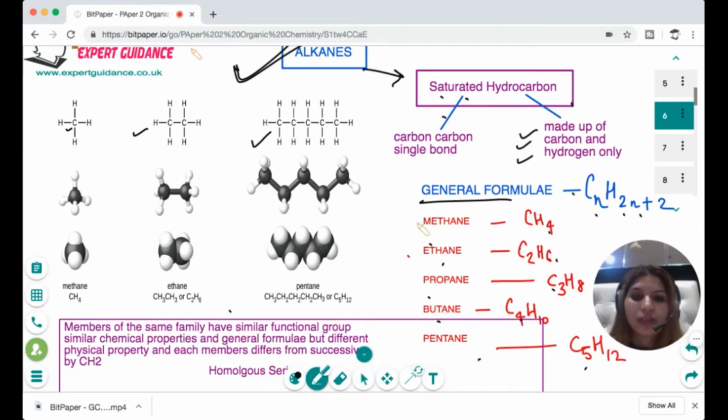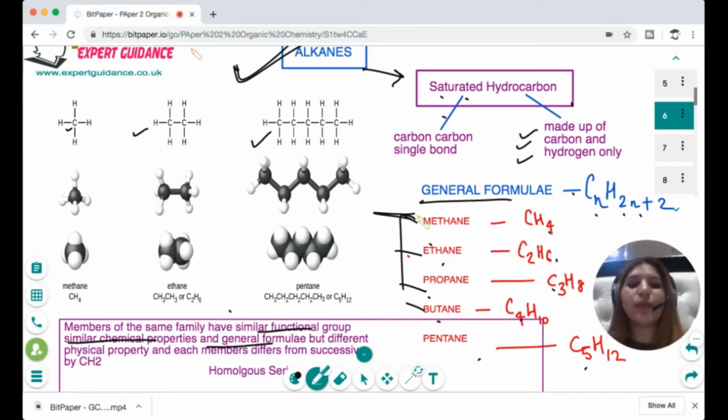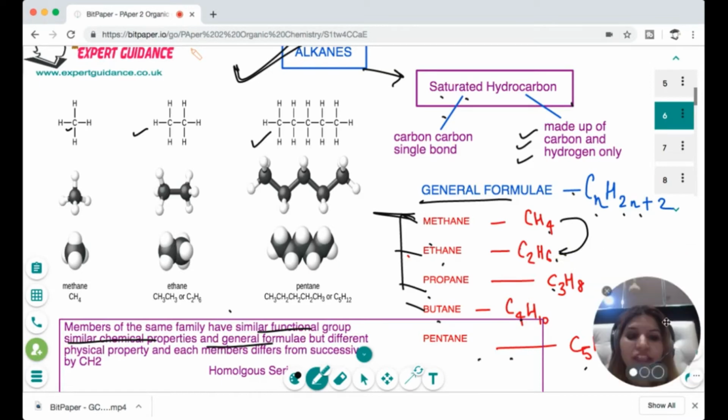Now, if you look at methane, ethane, propane, butane, all these members have the same functional group, that is, they all are alkanes. They show similar chemical properties and they have the same general formula. But they will have different physical properties. As you can see, methane has 1 carbon, so it will have a lower boiling point as compared to pentane, which is a longer hydrocarbon. So all these members differ in physical properties, and each next member differs.